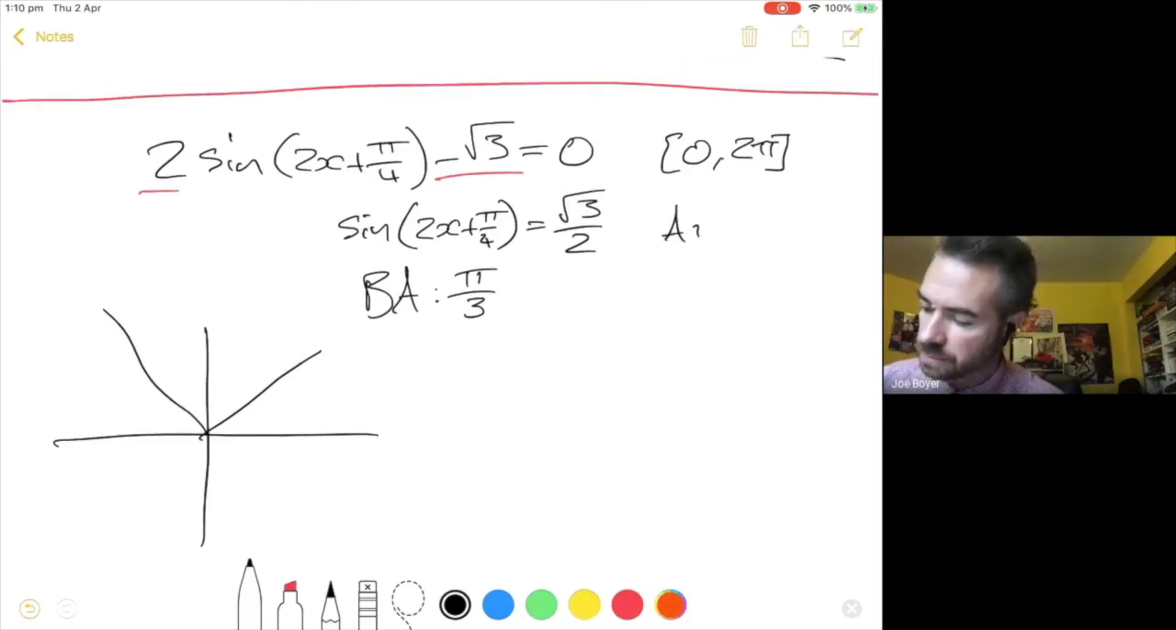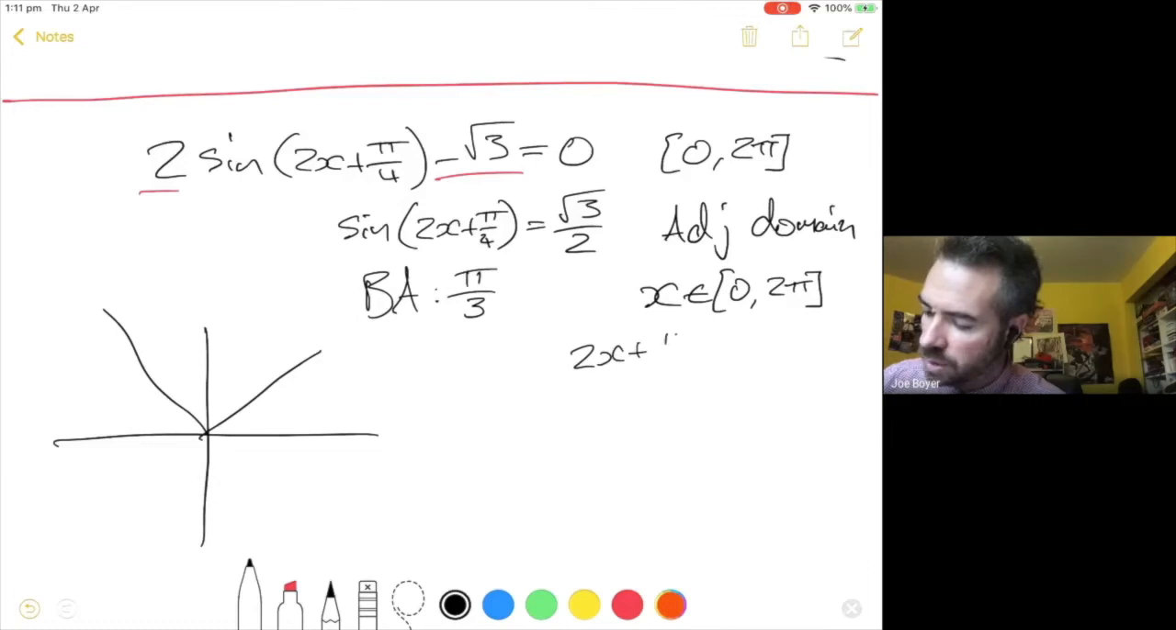Let's adjust our domain. Usually when you're adjusting your domain, the unadjusted domain for x is already given, but it's nice to write it out again. So x is 0 to 2 pi. Thus, the thing inside our bracket that we're adjusting for, 2x plus pi on 4, is an element of. Now what I need to do is plug 0 into my 2x plus pi on 4, which gives me pi on 4. And I also need to plug 2 pi into my 2x plus pi on 4. That's going to be 2 times 2 pi, which is 4 pi. 4 pi plus pi on 4 is 17 pi on 4. Or I could just write it as 4 pi plus pi on 4. It doesn't really matter which way we do it there.